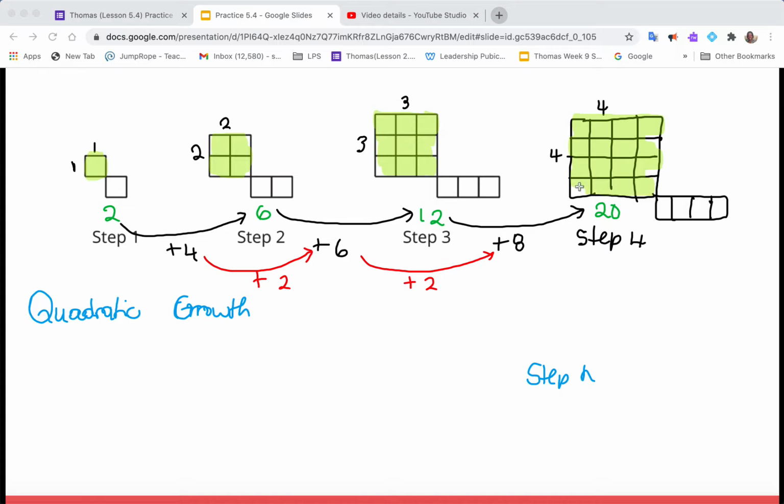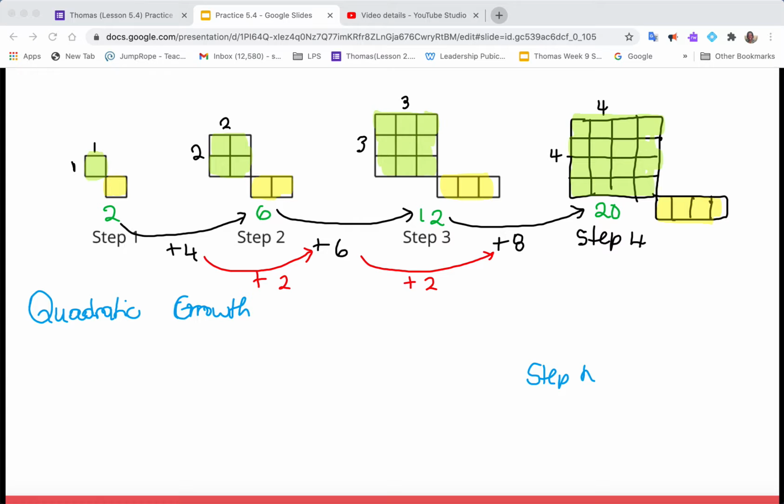And then I have this additional piece of square, which happens to be the step number. So if it's step number 1, there's 1 extra square. Step number 2, there are 2 extra squares. Step number 3, there are 3 extra squares. And step number 4 seems to be 4 extra squares.